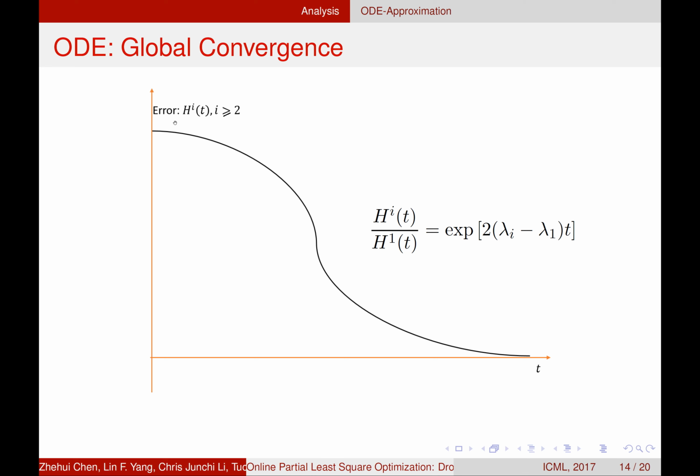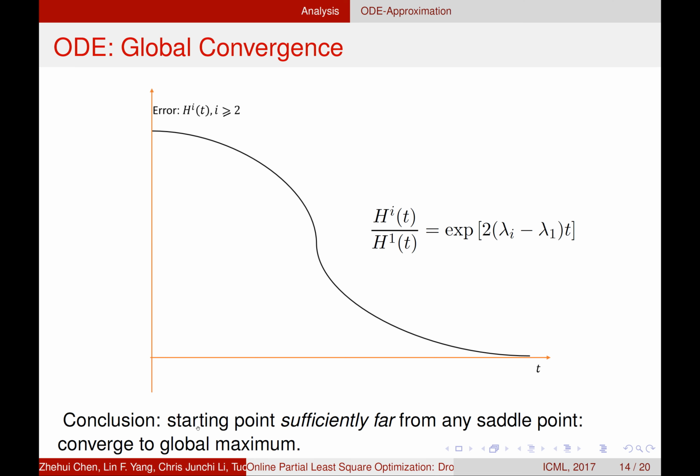It tells us as follows. Since h_i is the subspace angle between the solution and the ith eigenvector, that's not what we need if i is greater than 1. So it's actually the error. This just shows that it decreases exponentially if h_1 is initially not 0. Basically, we can conclude that starting from some point sufficiently far away from any saddle point, let's say h_1 is not 0, then it will converge to the global maximum. Our algorithm will converge to the global maximum, right?